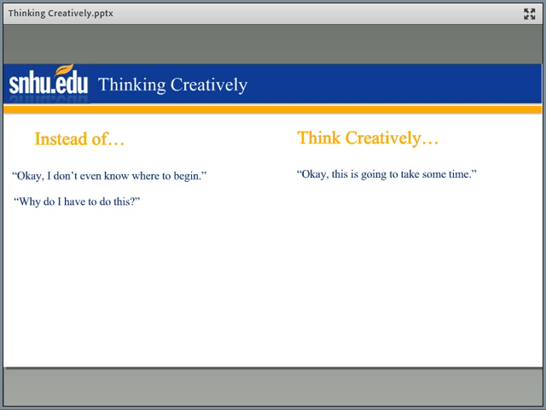Instead of perhaps asking yourself, why do I have to do this? Why do I have to take this course? Why do I have to do this assignment? You can approach it differently. Whatever the reason is that you have to take the course, you can approach it more creatively and think, I wonder what I can gain from this exercise.